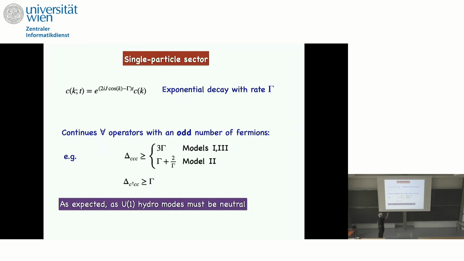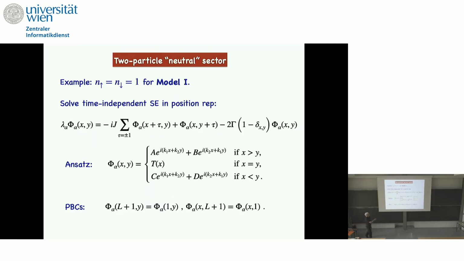And then this kind of structure, that you have exponential decay of the operators in time, continues for all operators with an odd number of fermions, and you can actually put some bounds on the decay rate. But okay, so as expected, in all of these sectors operators just decay exponentially, and this is as expected because the hydromodes must be neutral. The hydromodes of the particle number conservation U1.